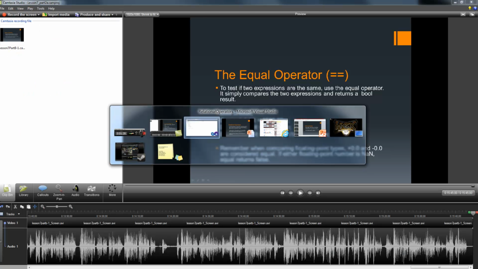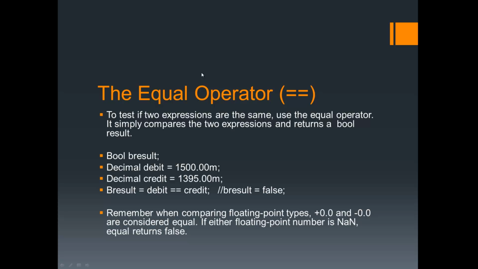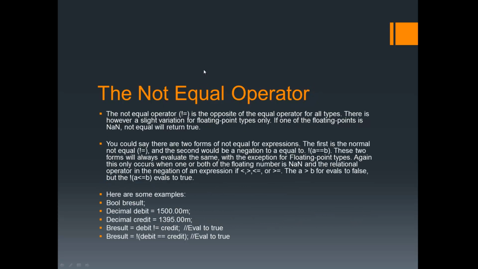All right, the next one we're going to look at is the not equal operator. The not equal operator, which is exclamation point equal sign, is the opposite of the equal operator for all types. There is, however, a slight variation for floating point types. You might be able to see a pattern here that floating point types always have the exception. Basically, if one of the floating points is not a number, not equal will return true.